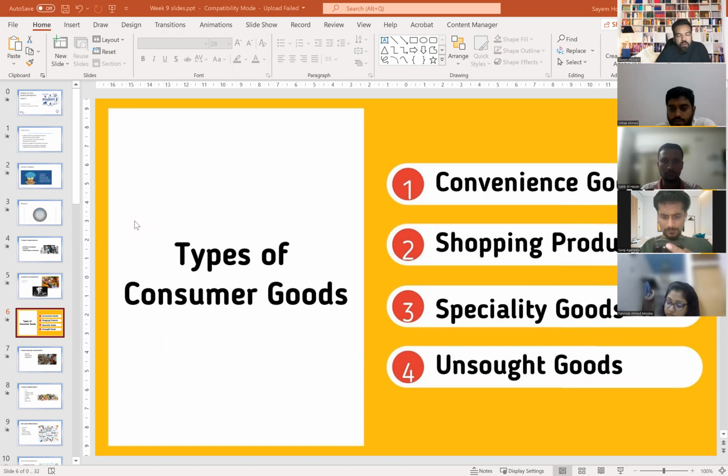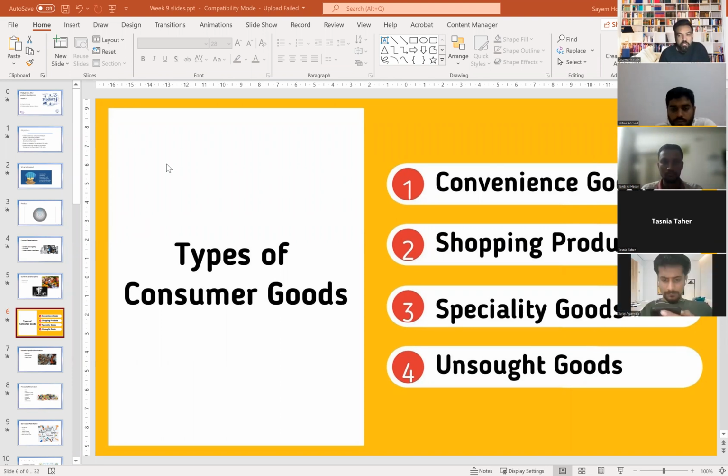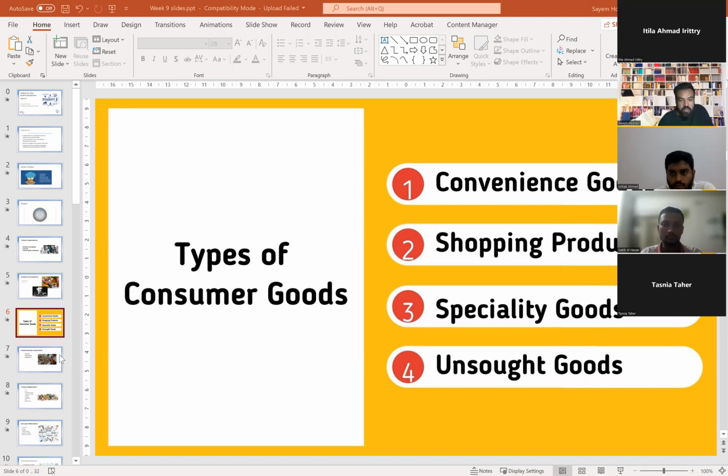Emergency items, all of those emergency and the needs that are unsought. So these are the types of consumer goods. When it comes to consumers, this is how consumer goods are classified: convenience, shopping, specialty goods, and unsought goods. I hope this gives you a clear understanding. These will all be subject to our quiz and upcoming assessment. Hopefully you are getting most of what I'm saying.